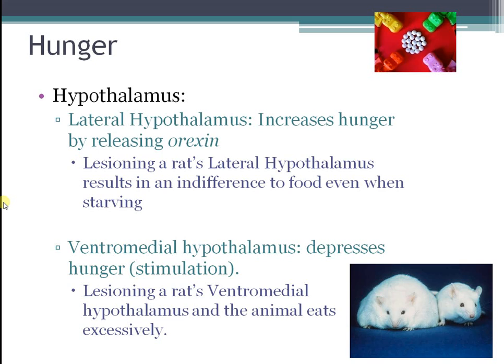So for the assignment for this week, you're going to work with a little web applet where you will actually be able to stimulate and destroy rats' lateral and ventromedial hypothalami, and you'll be able to observe the resulting changes in the rat's feeding and weight gain. Okay. So make sure you take a look at that.